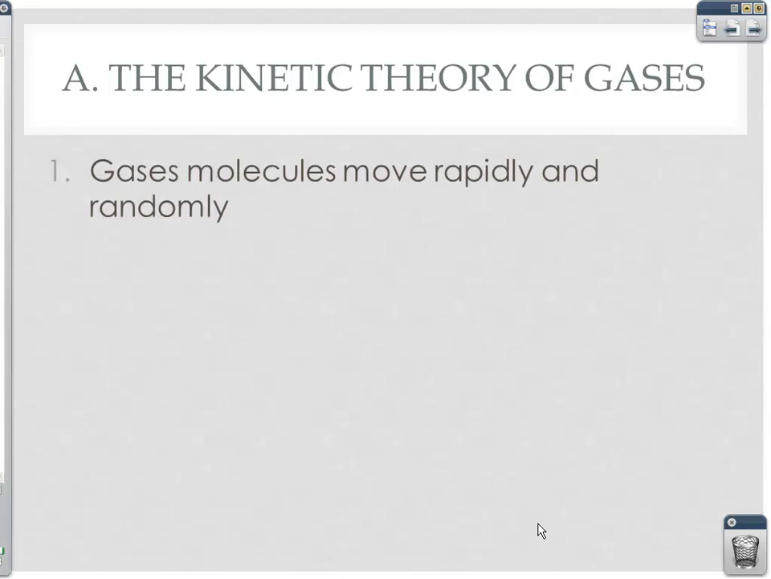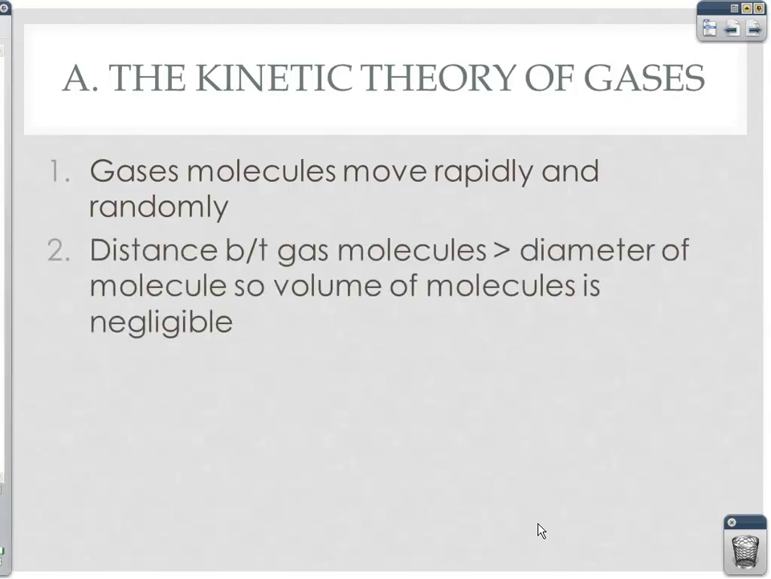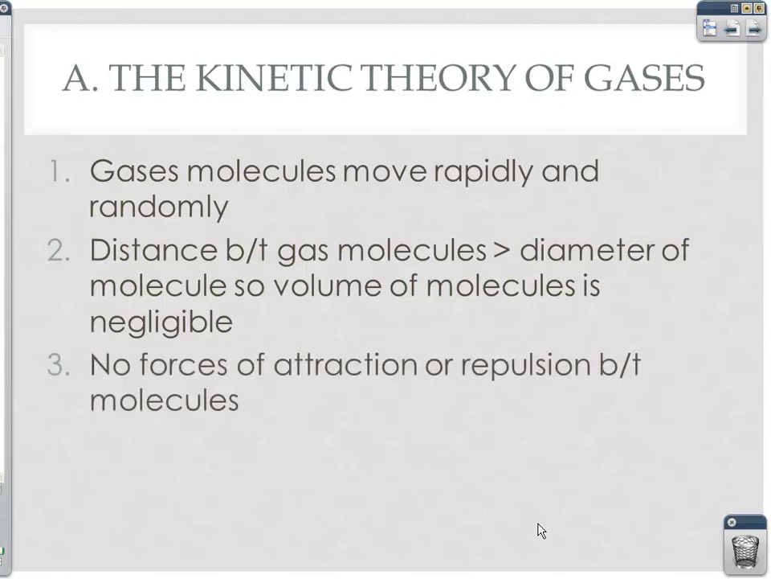So the first point in the kinetic theory is that gases move randomly and rapidly, which makes sense because these are gases, and they are rapidly moving. The distance between gas molecules, that means the van der Waals forces, is basically very negligible. The diameter and the volume of the molecule is very small, so it's basically taken into account as negligible.